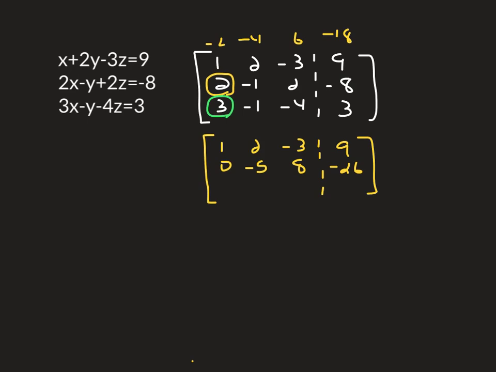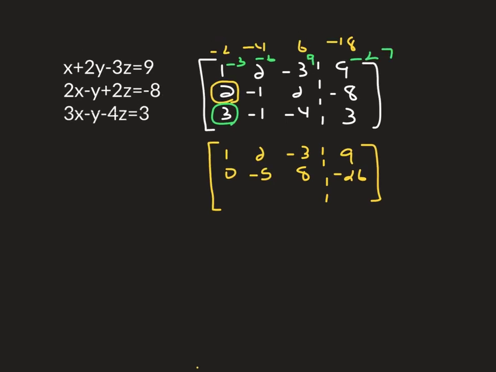And I'm going to use the top row again. 1 times -3, 2 times -3, -3 times -3, and 9 times -3. Add those numbers to the bottom row. And I'm going to get a 0, which is what I wanted, a -7, a 5, and a -24.